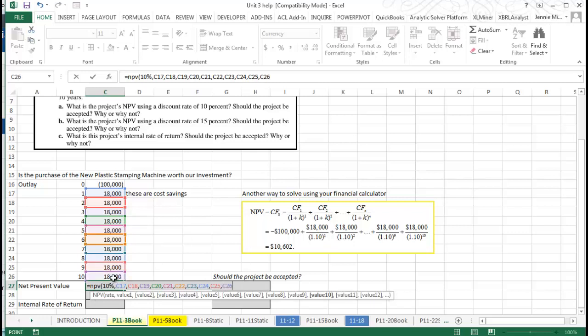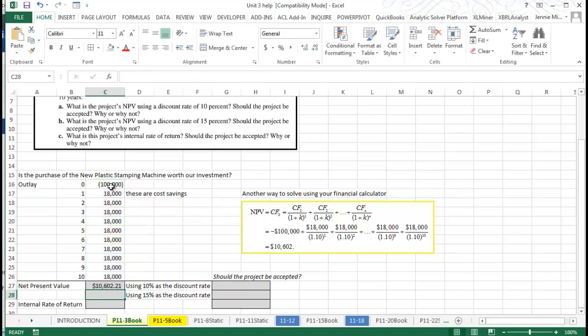Then I'm going to close my parenthesis, and I would subtract my outlay of 100,000, but essentially what I'm going to do is add it, because I already have it negative up there. So what you'll see here is we have a positive net present value, and it's quite a bit positive. It's saying that we not only get back our 100,000, but we get 10,000 above that in doing this decision. So our answer for this, should the project be accepted, should be yes.